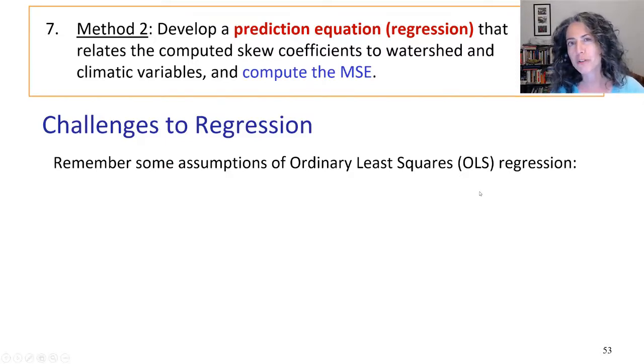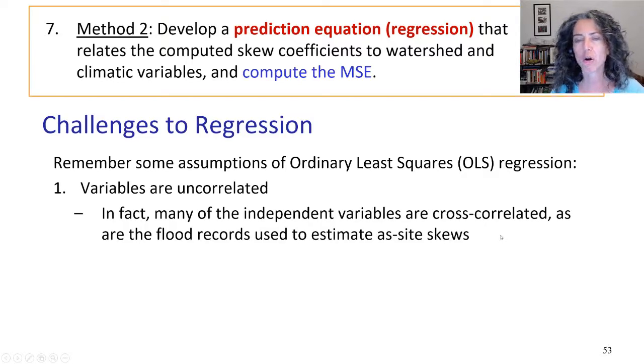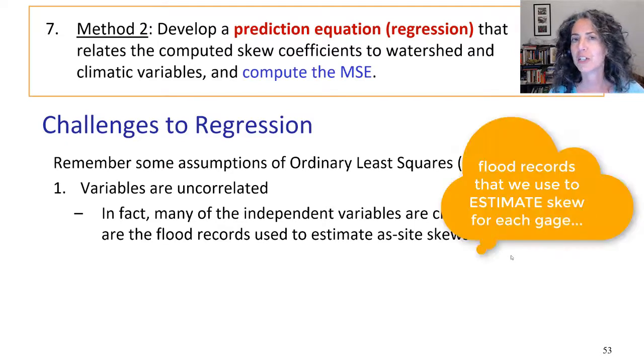So ordinary least squares regression is that first regression method that you would study in your college course on probability and statistics, and in fact we'll cover it in this course on Thursday and Friday. Ordinary least squares regression has several assumptions, but the two that are most challenged in this analysis are, first, that the variables should be uncorrelated. And in fact, a lot of the watershed variables can have cross correlation with each other. And even more so, the flood records that we use to predict skew coefficient in each of these gauges can also be correlated with each other.